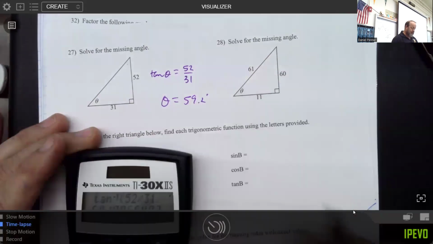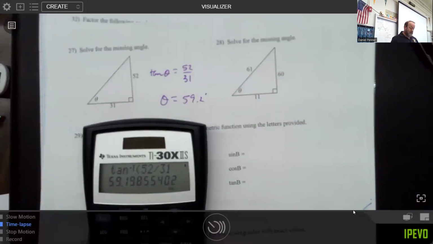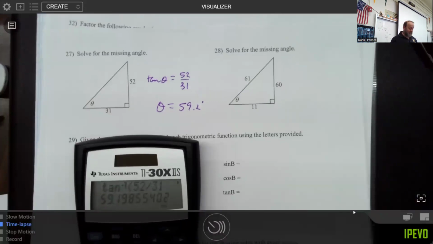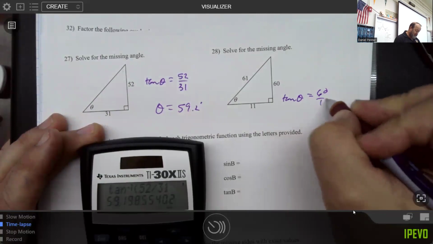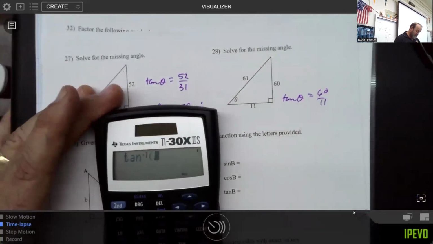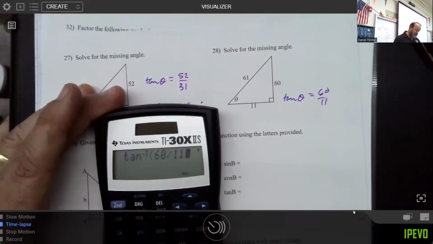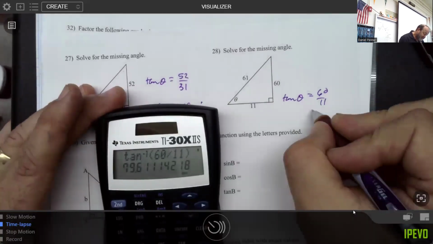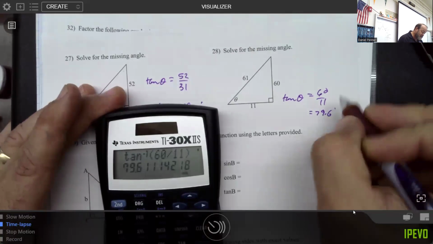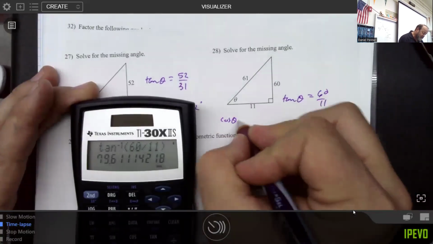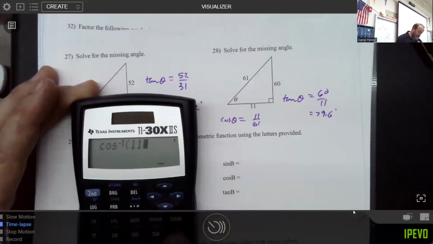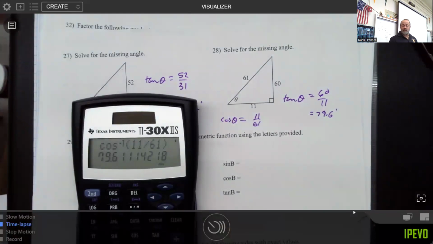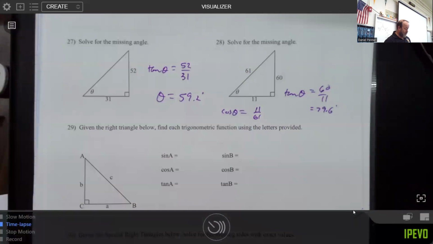59.2 degrees. And then this last one is kind of a silly question in a way because you have any option that you want. So I'm going to stick with the tangent because that's the one I just did. You'll notice if I did an inverse tangent of 60 over 11, remember to find angles, you use inverses, I got 79.6 degrees. But if somebody else said, well, I wanted to use a cosine, well, let's see. The inverse cosine of 11 over 61 is exactly the same number. So you had flexibility to do this problem in any variety of ways that you wanted.